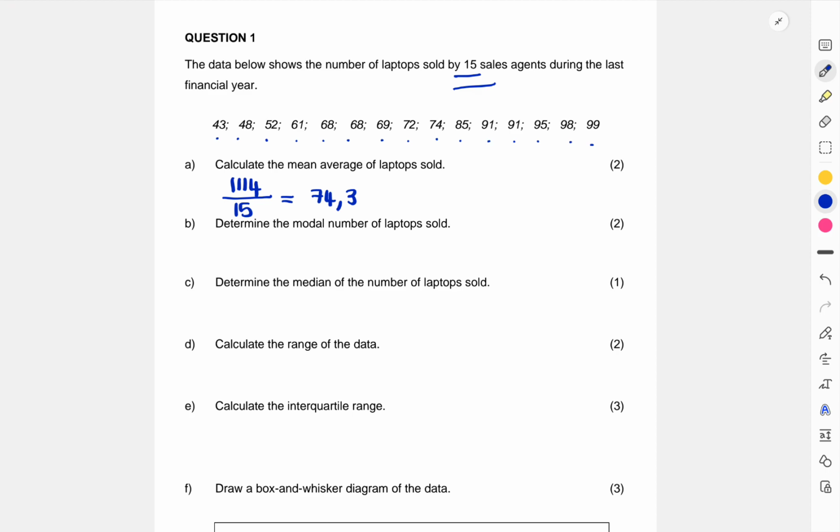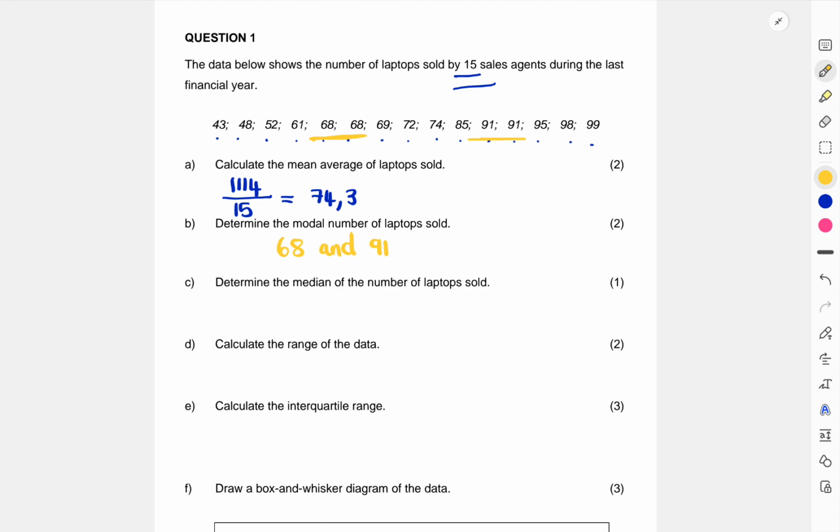Determine the modal number of laptops sold, the ones that come forth the most. And luckily, it's already in order, so you can clearly see there's 2 68s, there's 2 91s, and there's no other number that comes forth more than once. That's right. So our modal number would be 68 and 91. If there's no mode, please don't say 0. You just say no mode.